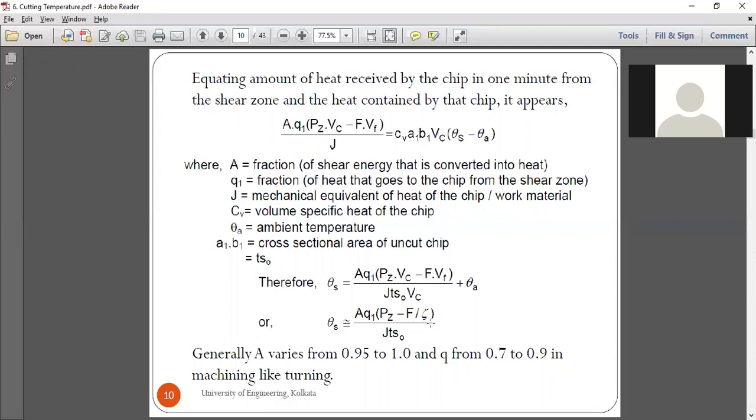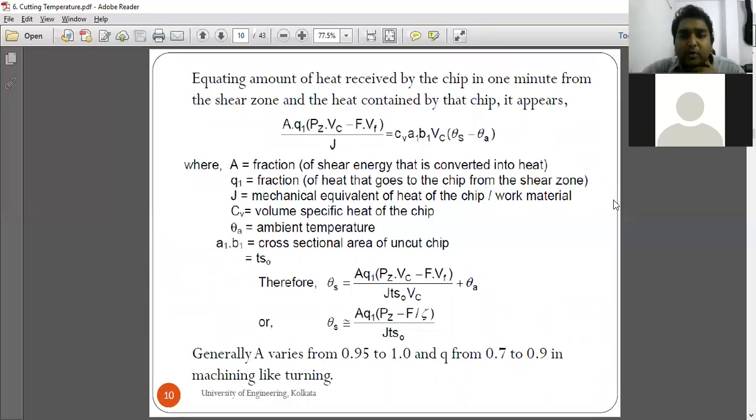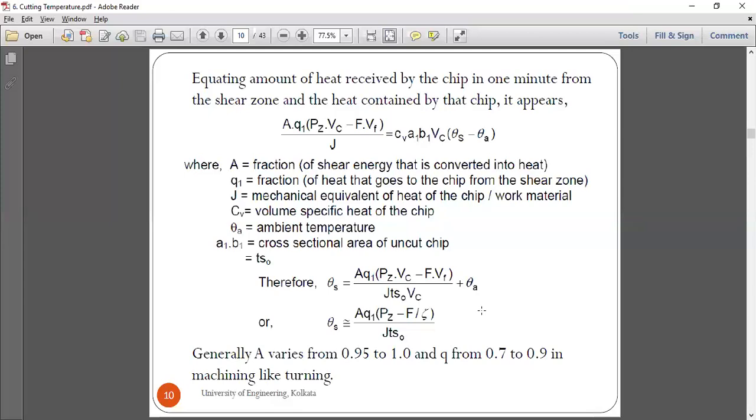Zeta is your chip reduction coefficient, that is A2 by A1, divided by J T S naught. J is the mechanical equivalent of heat. Generally A varies from 0.95 to 1 and Q from 0.7 to 0.9 in the case of the turning operation. So these are the values which you can put, and you will be able to get the value of your shear zone temperature analytically.